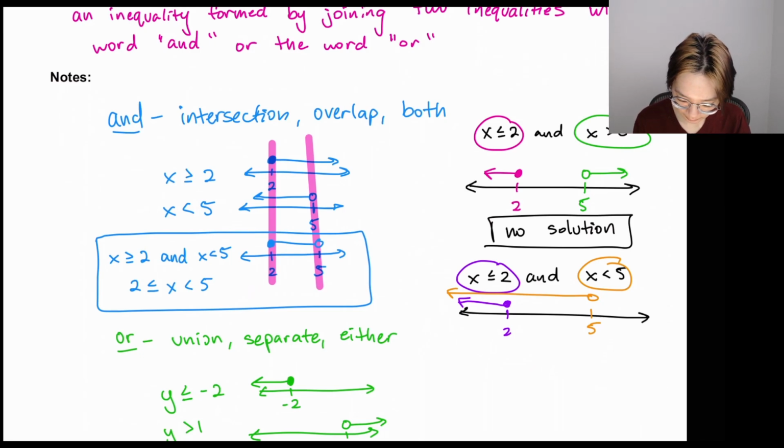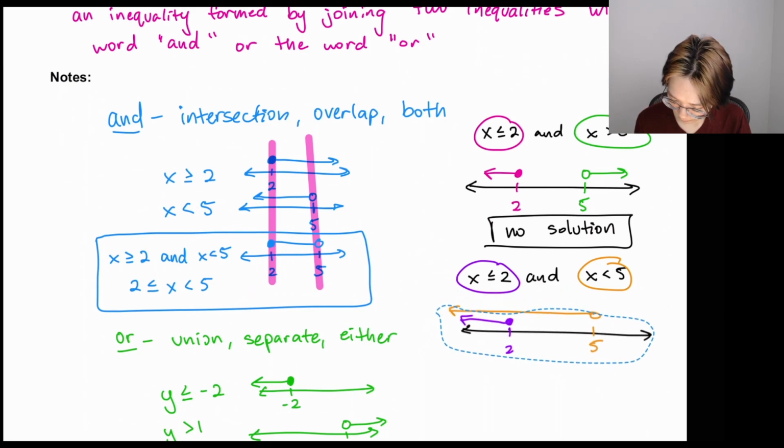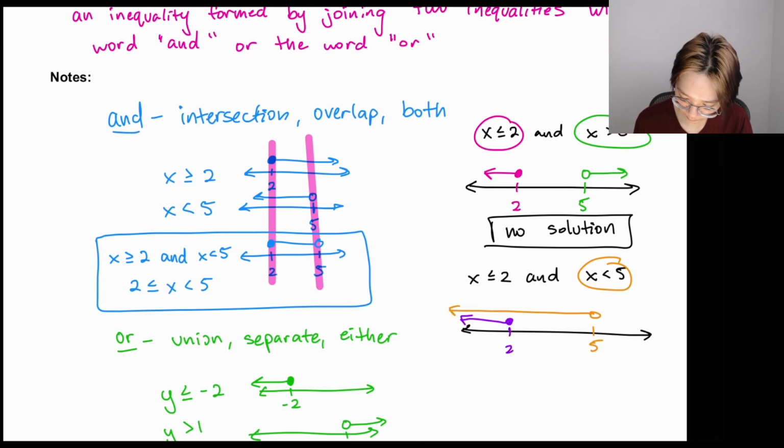So, in this case, where do these both overlap? They both overlap right here and onwards, basically. So, your final answer for something like this, you would only graph where they overlap. So your final answer for this would just be this line here.